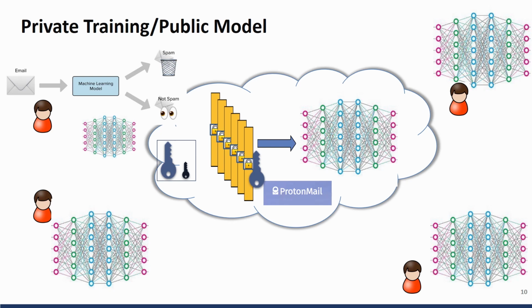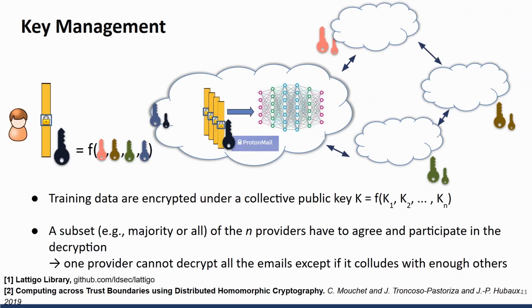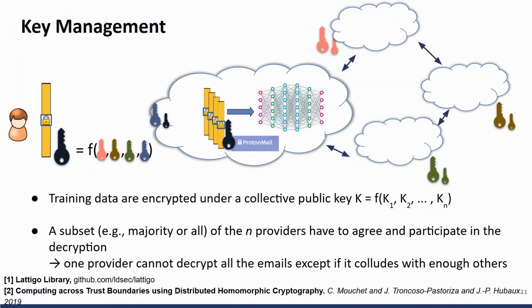And in order to not have to trust this single entity, as it was presented before, we rely on a distribution of the trust by having multiple service providers which will combine their public keys in order to create a collective public key under which the content of the emails can be encrypted, and the training of the model will be performed encrypted under this collective key. And then when the model is updated and has to be sent to the users, it can be decrypted by doing a collective decryption in which all the service providers collaborate. So in this case, the confidentiality of the emails is preserved as long as at least one of the service providers doesn't collude with the others in order to decrypt all the emails.